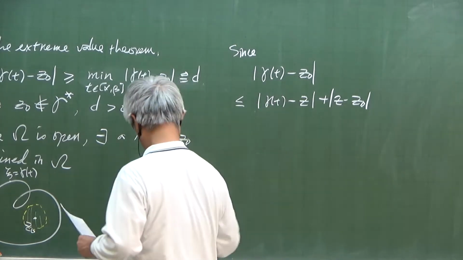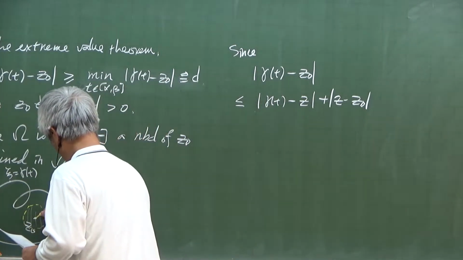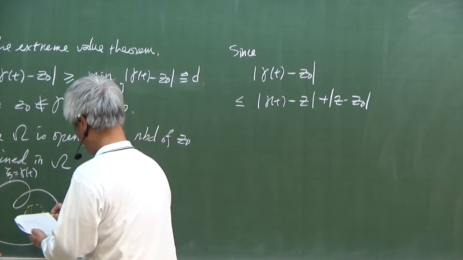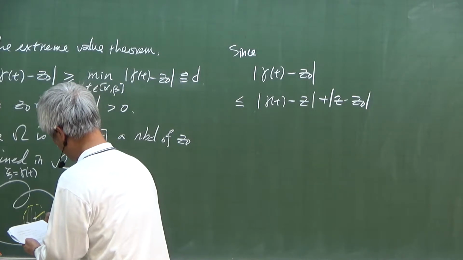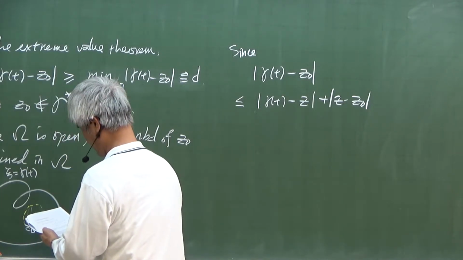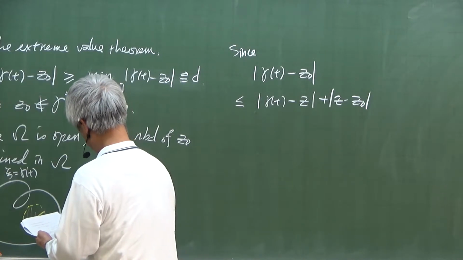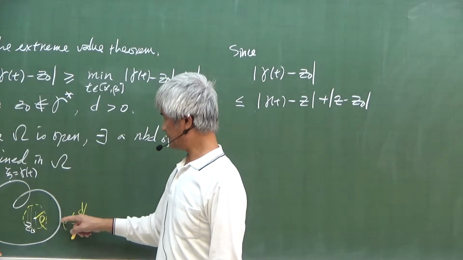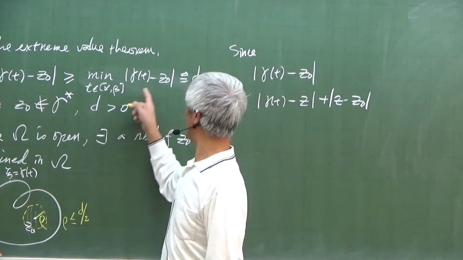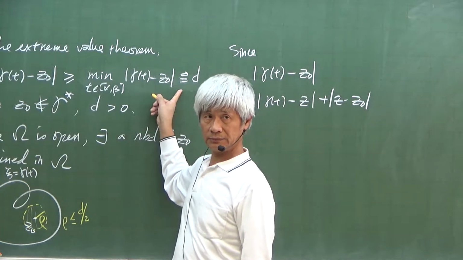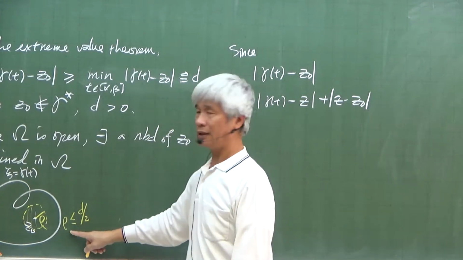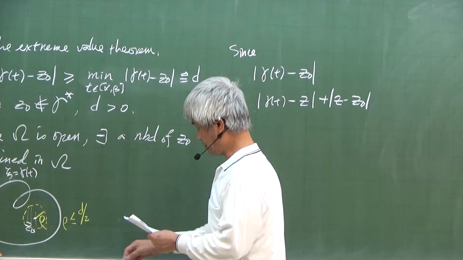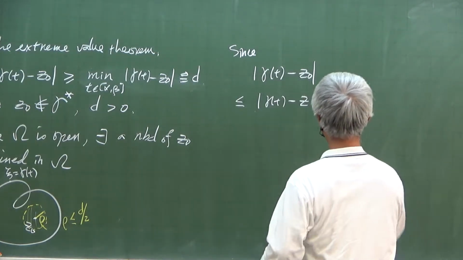So we can select a rho, and the rho is less than or equal to half of d. We can always select a neighborhood. This disk has radius less than or equal to d divided by 2. So if d is small, that's fine, we can find a rho very small, less than or equal to d divided by 2. So this is our situation.